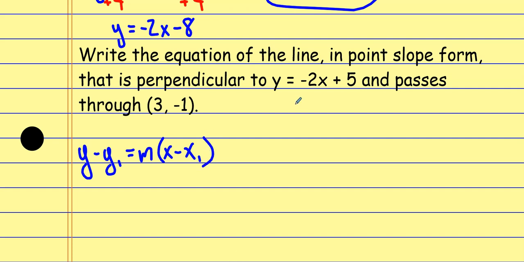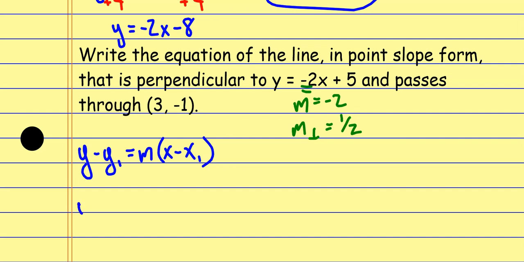But this time it says I want to be perpendicular. So right here, the slope of this line is -2. But I don't want to have the same slope as that line. I want to be perpendicular to that line. So perpendicular would mean that the slope has to be the opposite reciprocal. So opposite is a positive, and when I flip it, it's a +1/2.